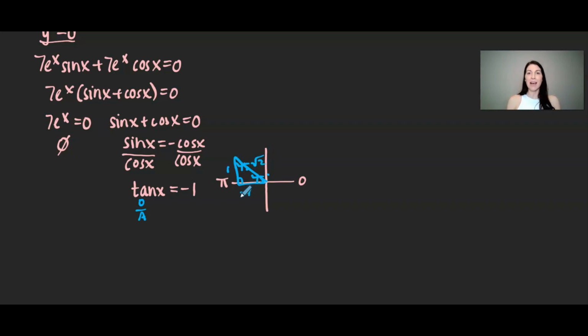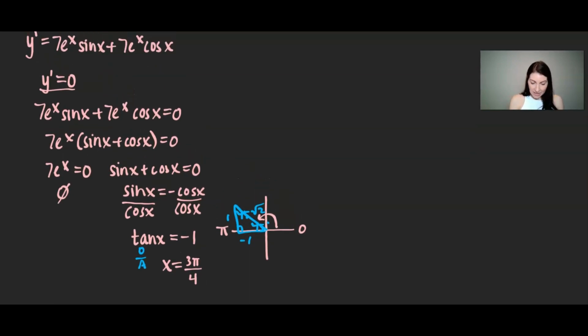Well, since I'm moving to the left, that's going to be negative 1, and you can see that from the reference angle of 45 degrees, opposite over adjacent, I would get 1 divided by negative 1, which would simplify to negative 1. So the only thing is I need to just put that angle in radians. So from here to here, with a reference angle of 45, in radians would be 3 pi over 4. And it looks like that is my only critical value that I will have.